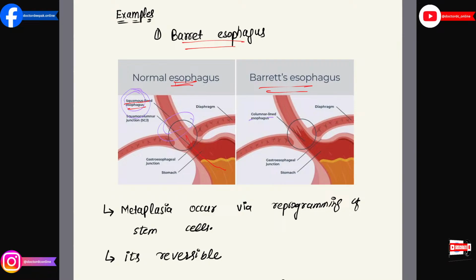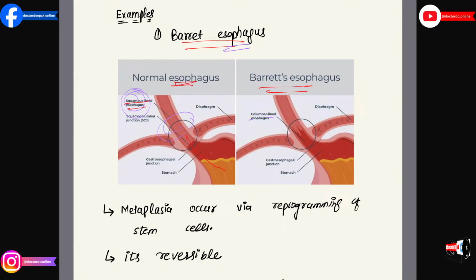So in the normal esophagus, we have squamous epithelium. But when more acid goes from the stomach to the esophagus, that squamous epithelium is going to be changed to columnar epithelium. That columnar epithelium is non-ciliated and mucin producing. So please keep in mind, this is called Barrett esophagus. Barrett esophagus is simply the changing of esophagus epithelium from the squamous type to the columnar type.